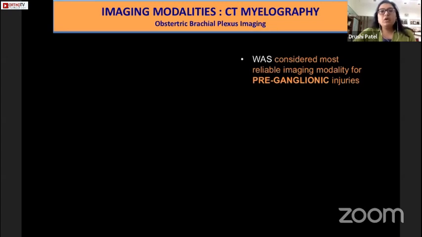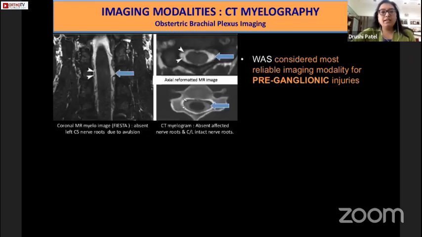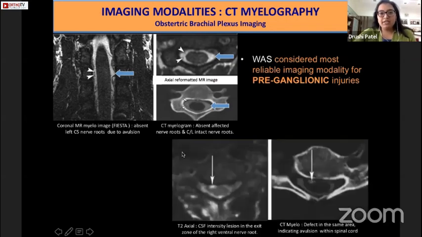CT myelography was considered the most reliable imaging modality for preganglionic injuries. As you can compare, these MR and CT myelography images are very comparable, and you can see the nerve root avulsion on the affected side, and these are the nerve roots on the contralateral side. Here is another example of comparison of an MR with a CT myelography, wherein there is a defect in the spinal cord at the site of avulsion within the cord.